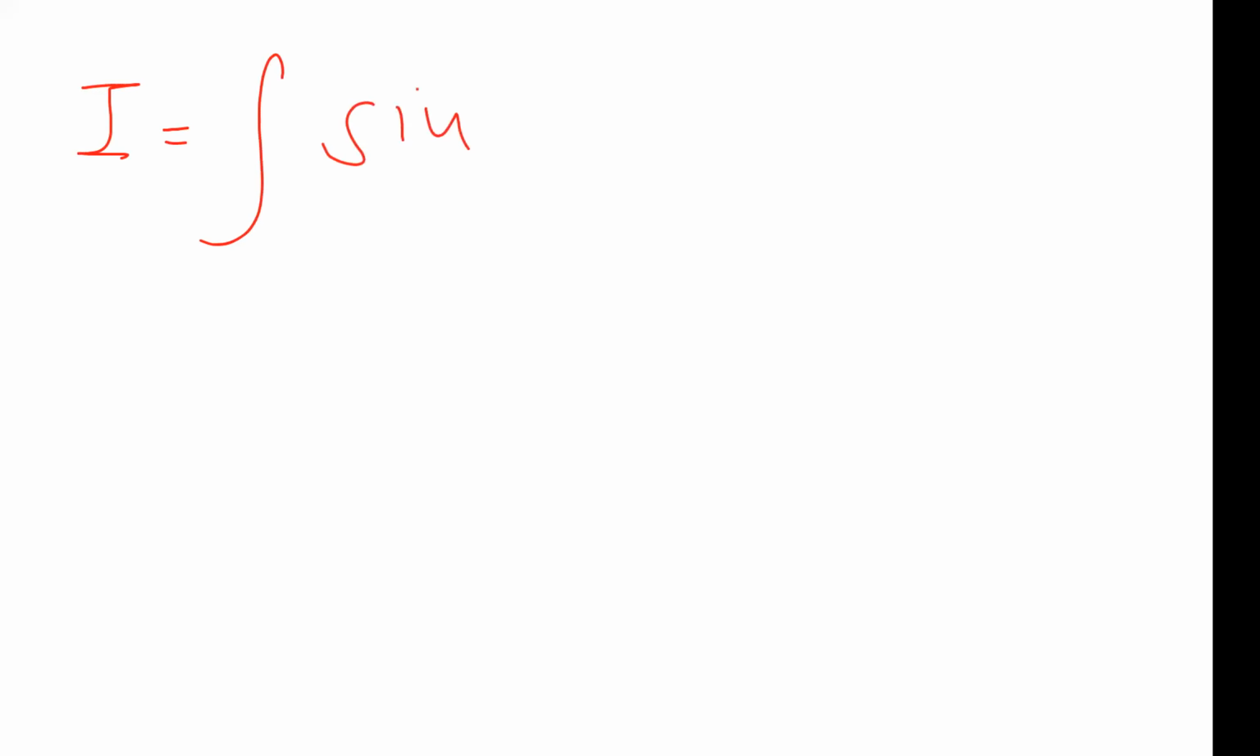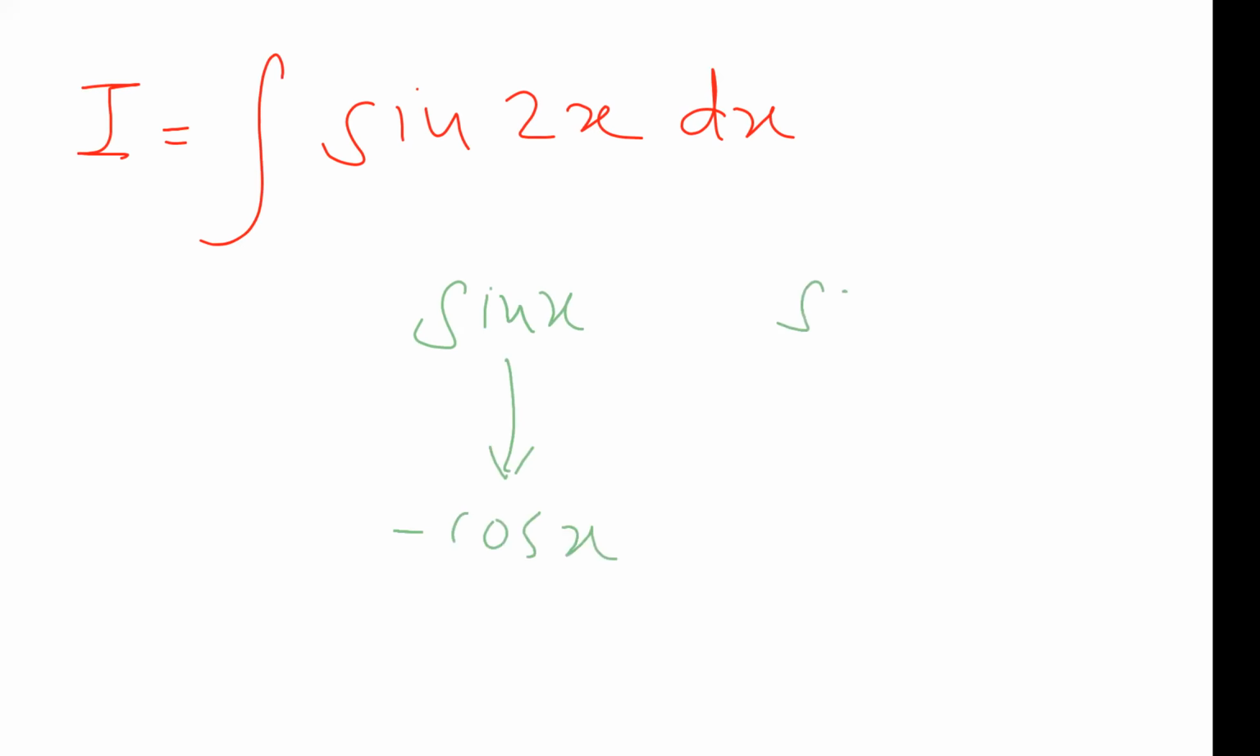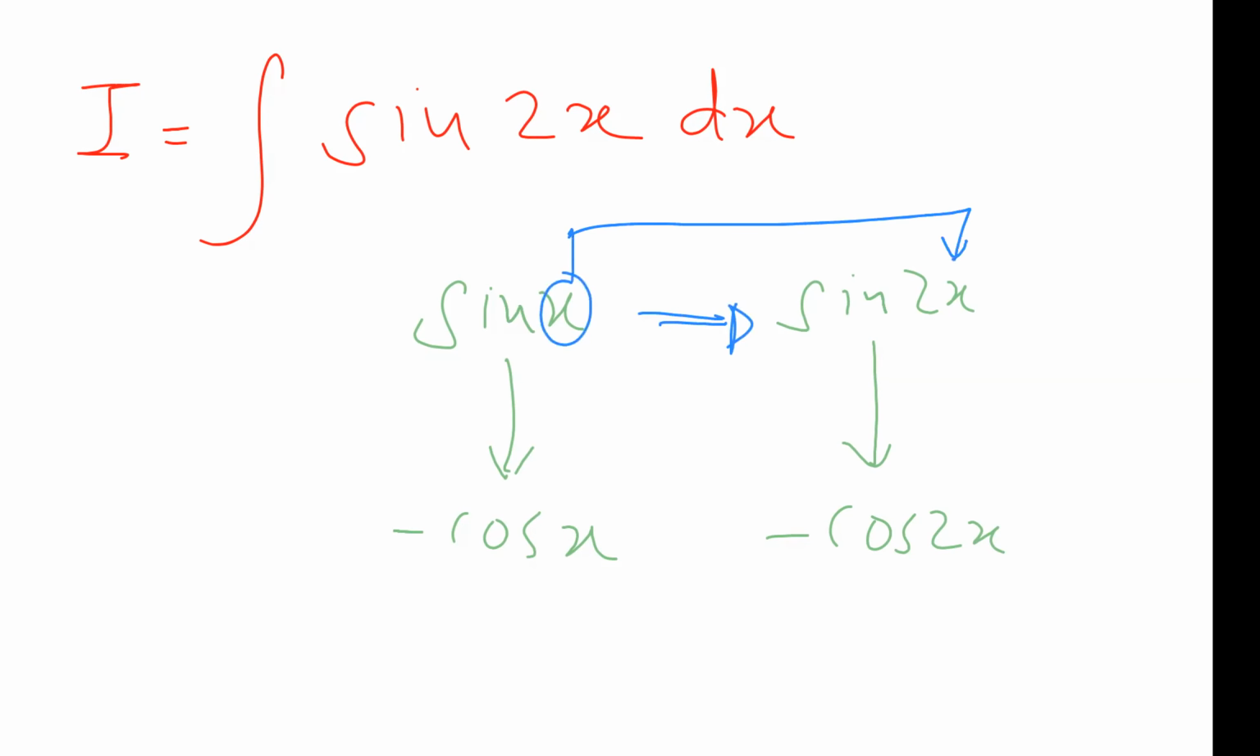Integration of sine 2x dx. Fine. So as we know, the integration of sine x is minus cos x. So integration of sine 2x will be minus cos 2x. And if we compare, x is getting replaced with 2x.